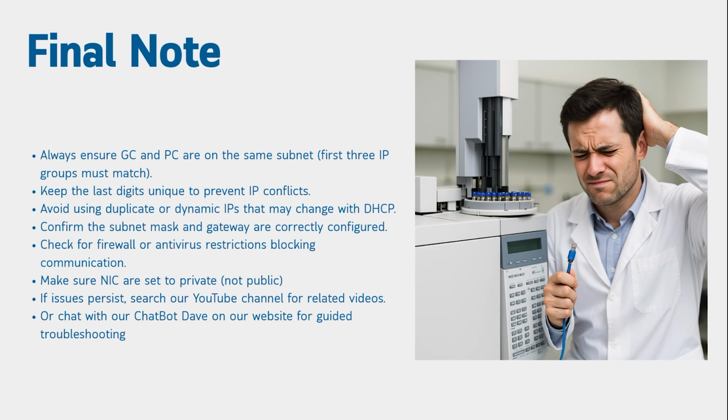Final note on networking. This video focused on a very specific issue caused by incorrect network configuration. If you experience similar problems, even when your IP addresses appear to be on the same network, it's worth checking a few other possibilities. There are a couple of common causes shown on screen now. You can find more troubleshooting videos on our YouTube channel, covering a range of Chromperfect networking and configuration topics. Or, for tailored help, visit our website and chat directly with our support assistant, AI chatbot Dave, who can guide you through further diagnostic steps.